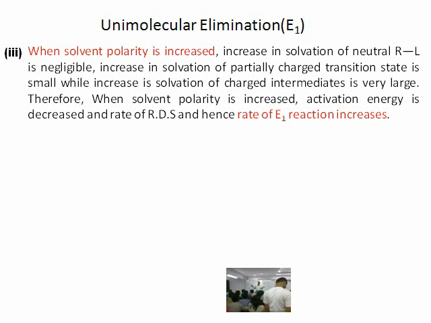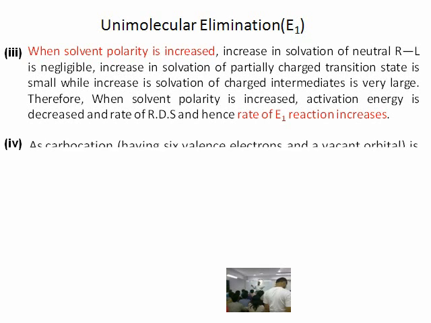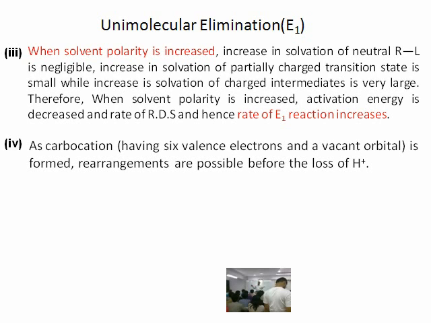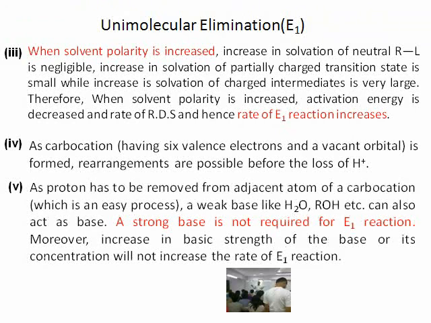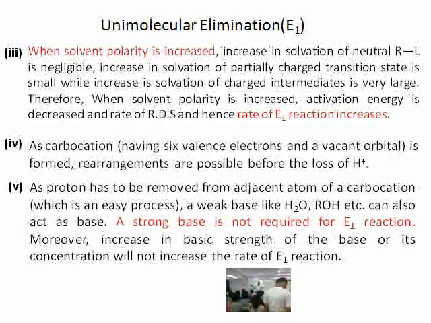Next point. As carbocation, which has 6 valence electrons and a vacant orbital, is formed during RDS, rearrangements are possible before the loss of H+ from the resultant carbocation. Next point is, because proton has to be removed from adjacent atom of a carbocation, which is in fact an easy process, therefore a weak base like H2O, ROH, etc. can also act as base. A strong base is not required for E1 reaction.